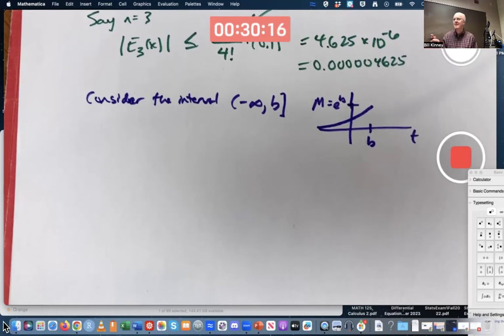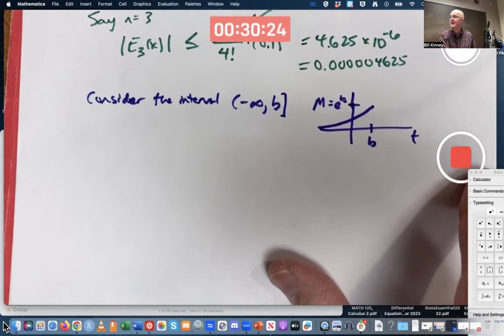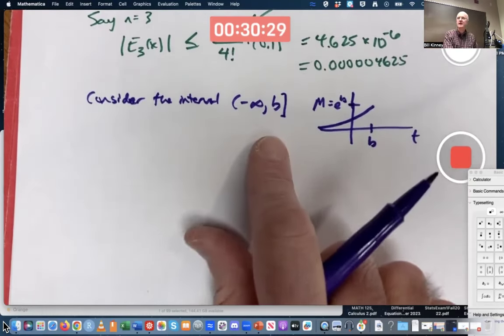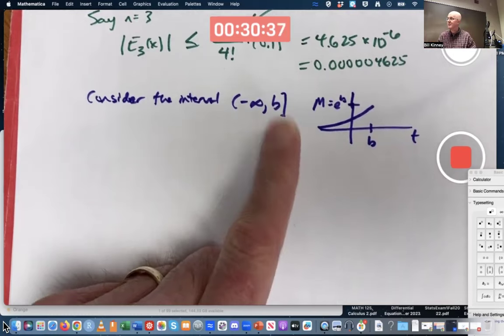But b is arbitrary. I said it could be negative, it could be positive, it could be a humongous positive number. The fact that it's arbitrary, and I'm going to prove convergence over an arbitrary interval like this, will imply that it converges for all x. The fact that b is arbitrary means it doesn't matter how big it is.